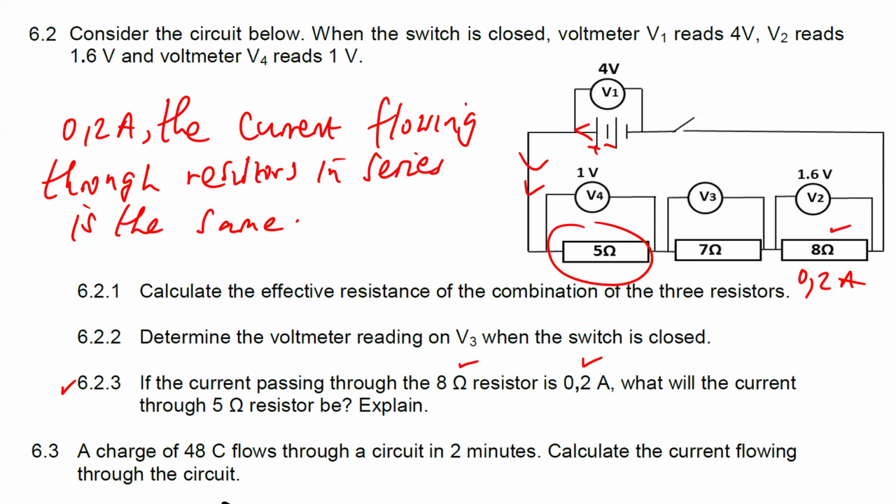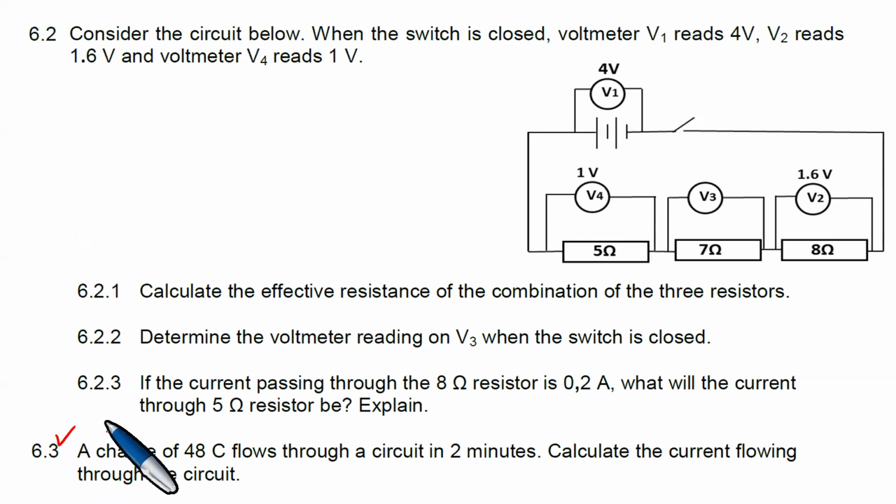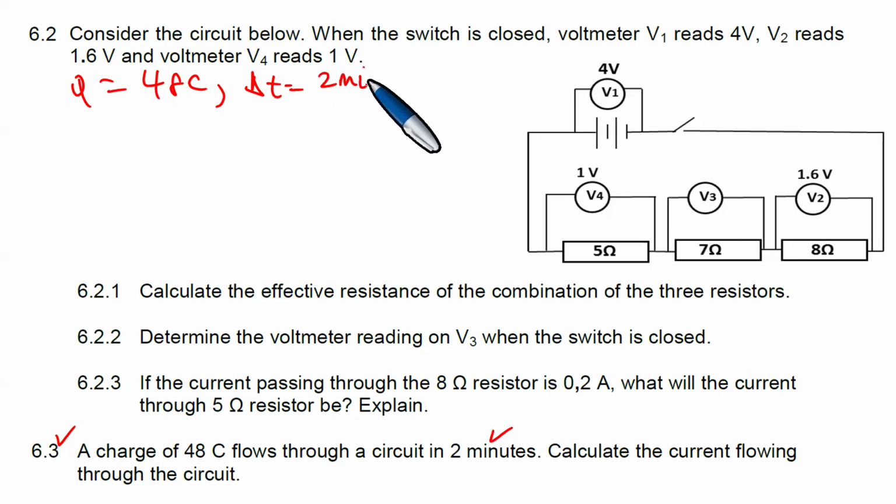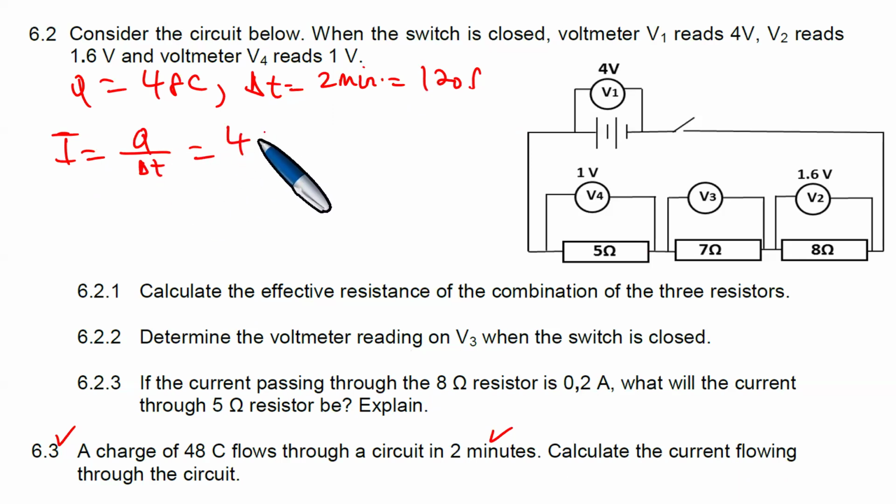Now let's look at 6.3, where we are supposed to calculate current. A charge of 48 coulombs flows through a circuit in 2 minutes. Calculate the current flowing through the circuit. The change in time is 2 minutes, which is equal to 120 seconds, because we use the SI unit of time. Current is charge per unit time, so 48 coulombs divided by 120 seconds gives 0.4 amperes.